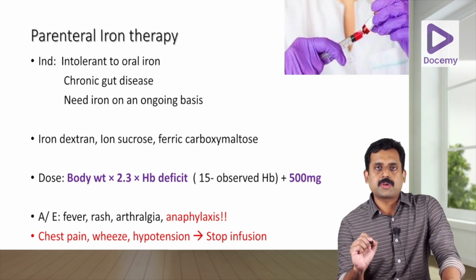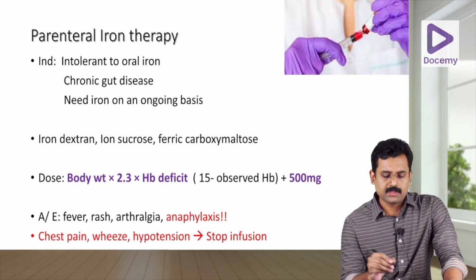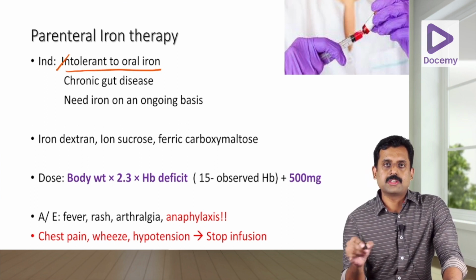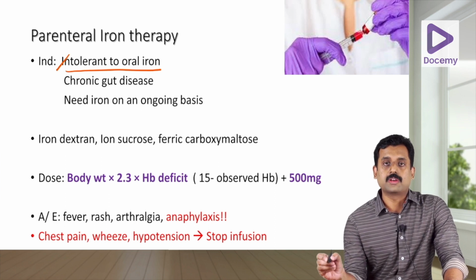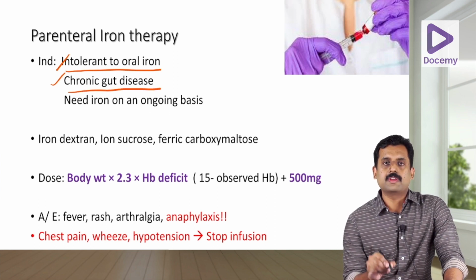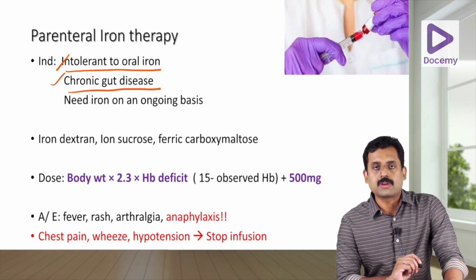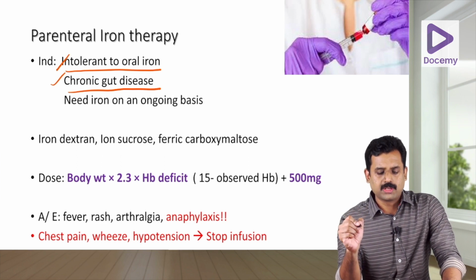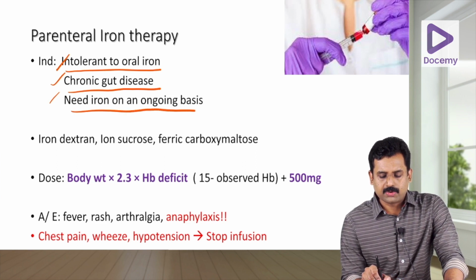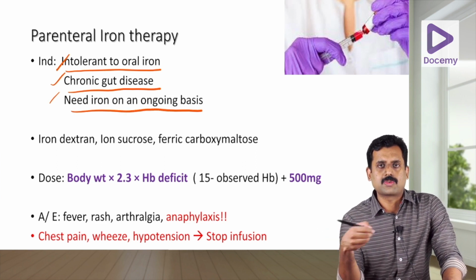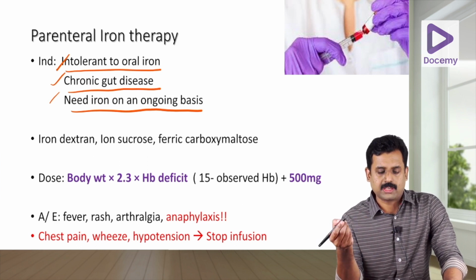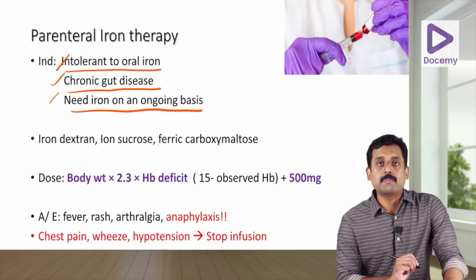So what are the indications for giving parenteral iron therapy? Remember these three. When your patient is intolerant to oral iron, they are developing GI upset, constipation, not willing to take oral iron. That is one indication. The second one is chronic gut disease. Somebody having a stomach or upper intestinal pathology where your iron absorption is very poor, you can go for parenteral iron therapy. The third one is you need an iron therapy on an ongoing basis. Just like your dialysis patient, you require more amount of iron, or they are on erythropoietin therapy, they want excess iron. In that condition also you can go for parenteral iron therapy.